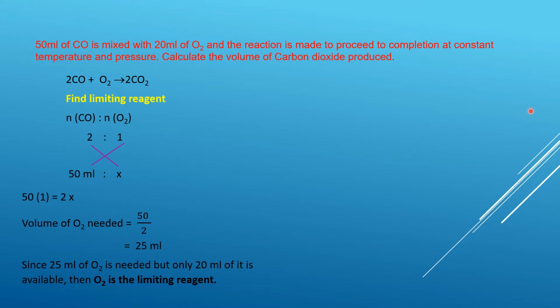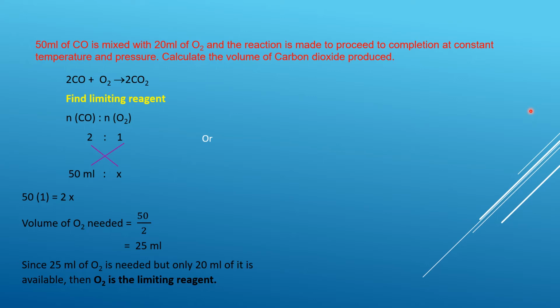However, only 20 ml of oxygen is given. So what do you think about the amount of oxygen then? The amount of oxygen that we have in the reaction is less compared to the amount that we need. Therefore, oxygen is the limiting reagent. There is another way you can work it out.